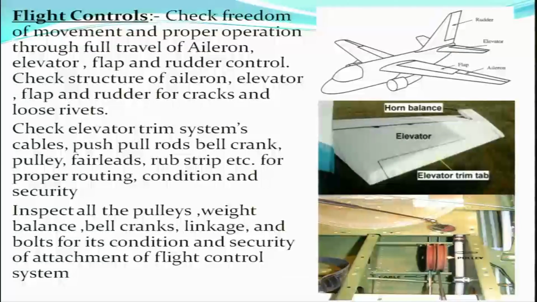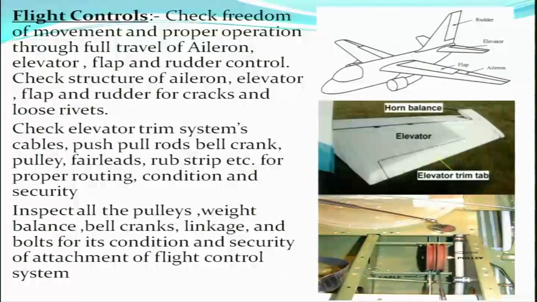Check freedom of movement and proper operation through full travel of aileron, elevator, flap and rudder control. So all the flight controls, ailerons, elevators, flaps, rudders, need to be checked for proper operation through their full travel. Check structure of aileron, elevator, flap and rudder for cracks and loose rivets. The entire structure, their surfaces, everything needs to be checked for cracks and loose rivets.